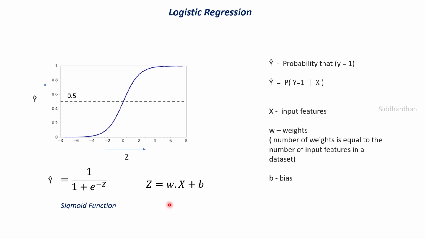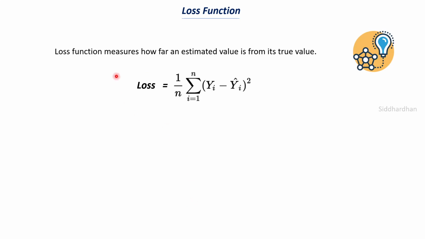Now let's discuss the importance of the loss function and how it influences the weight value and bias value. The loss function measures how far an estimated value is from its true value. If you look at this statement, we have two values here. One is the estimated value and the other is the true value. The estimated value is the value predicted by our model, which is represented by this yi cap, and the true value is the value given in the data set. So this is the actual value.